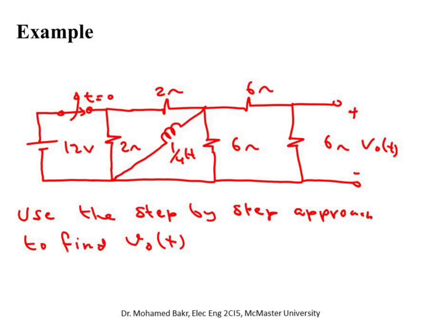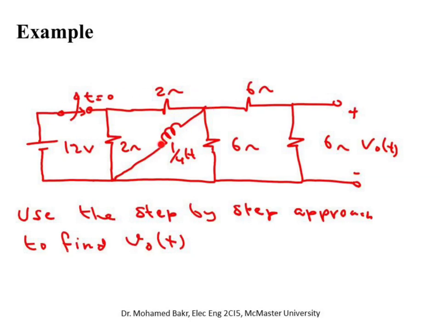Okay, let's try one last example. We have this circuit here. We have a switch that has been closed for a long time. So what's happening? This battery supplied some current through to all the circuit, okay? And then at time 0, we suddenly open the switch, and as a result, there is no source really connected in the circuit.